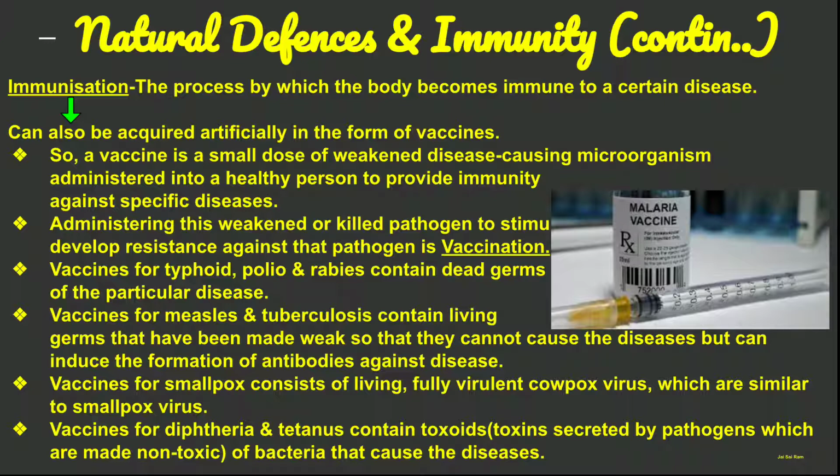Another way is artificial, in the form of vaccines. What is a vaccine? It is a small dose of weakened disease-causing microorganism which is administered into a healthy person to provide immunity against a specific disease. A vaccine is nothing but that diseased microorganism in a very weakened or very small dose, so that the body develops antibodies against that specific disease.